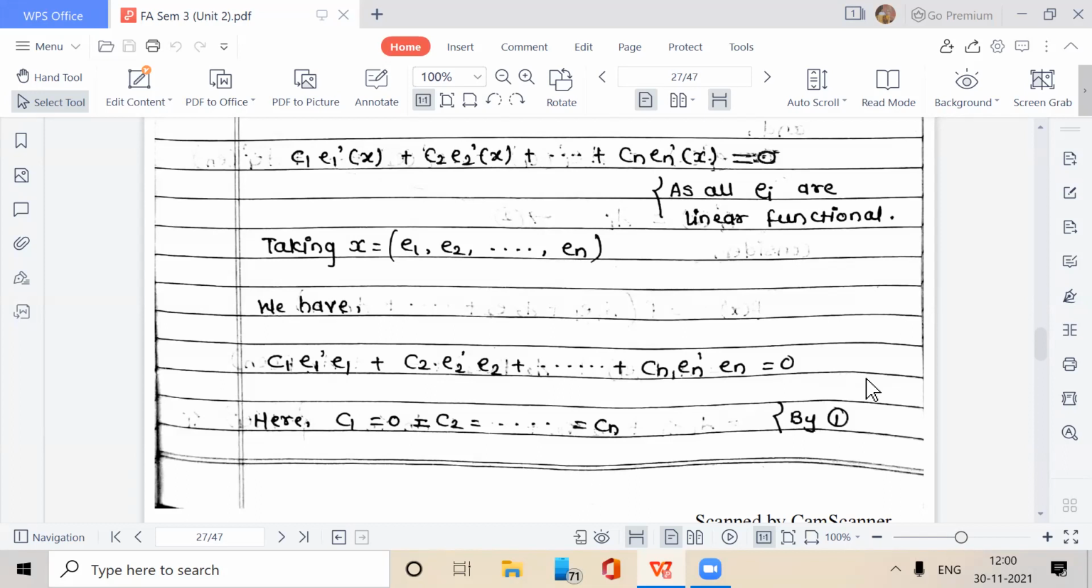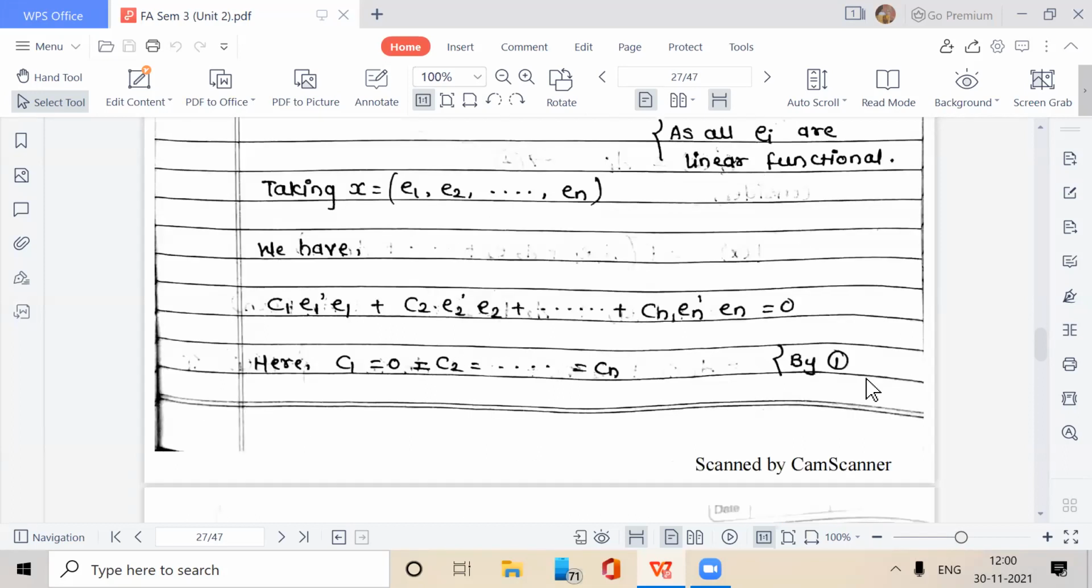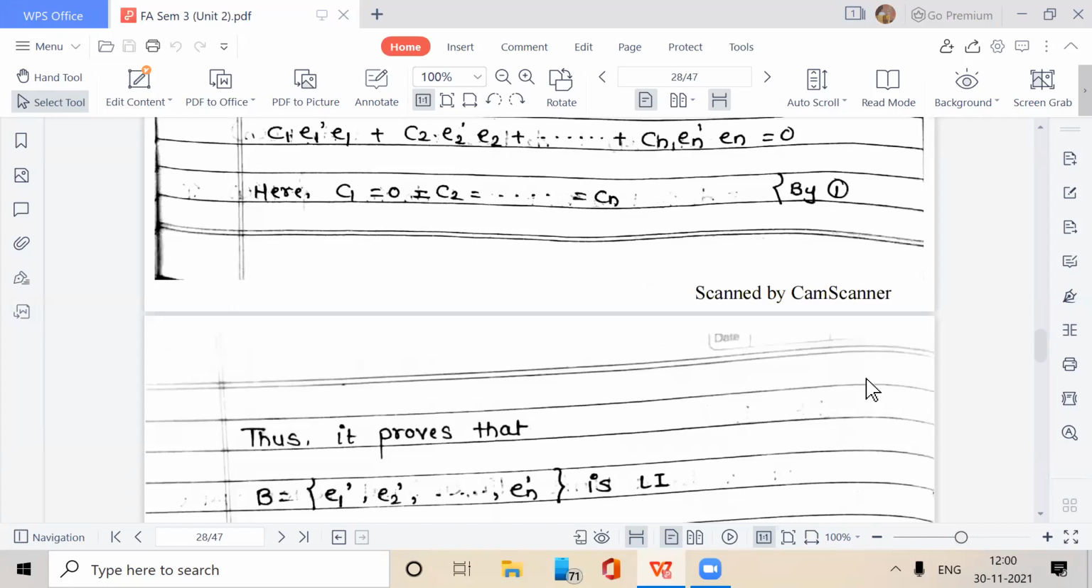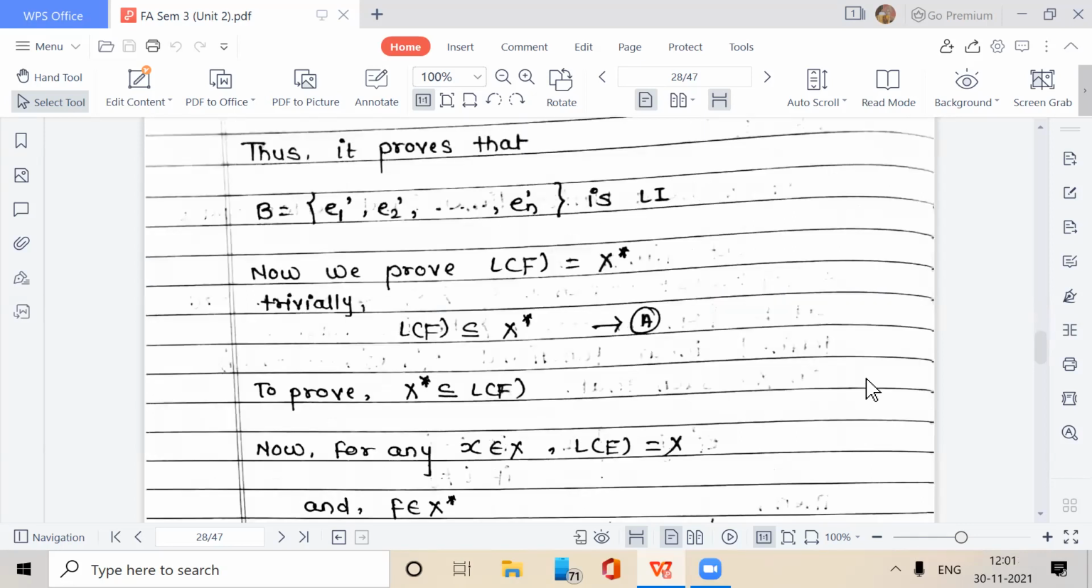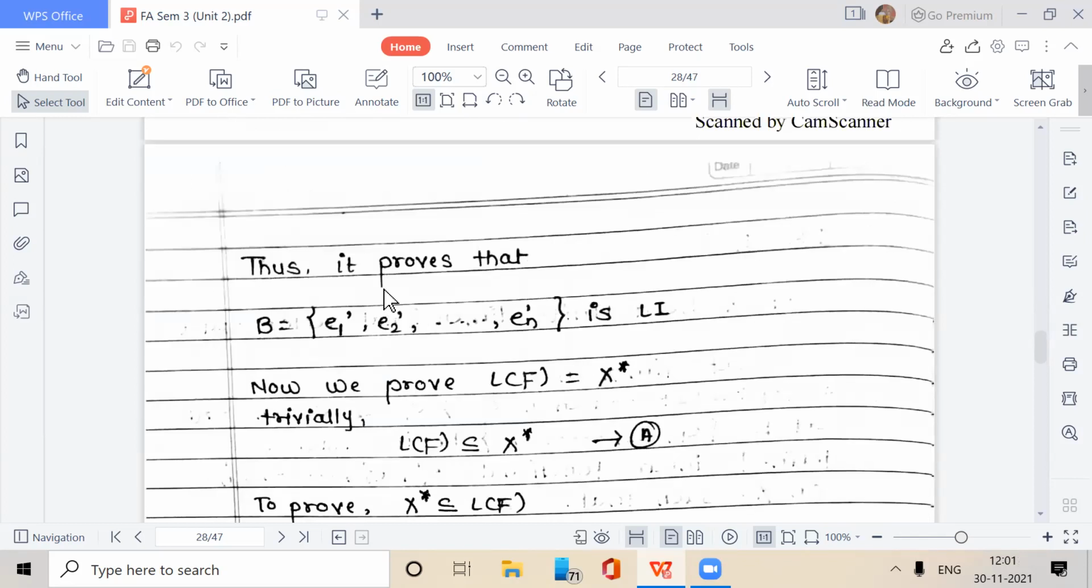So we can write linear span of B is subset of X star. And give this an equation number 2. Does it prove that the set B containing elements E1 dash, E2 dash up to so on En dash is linearly independent?